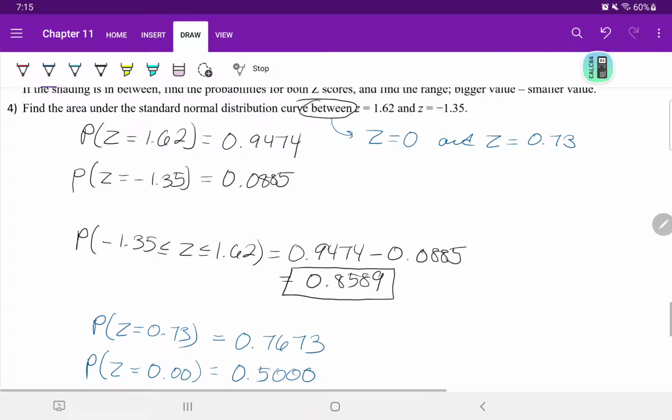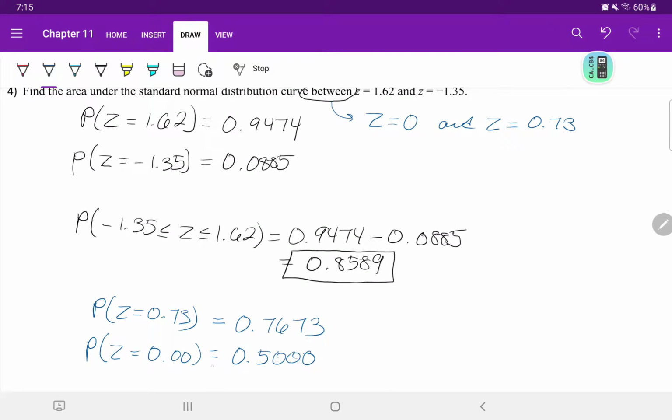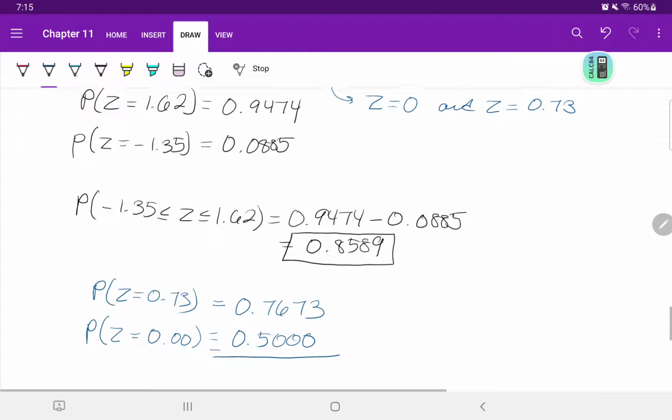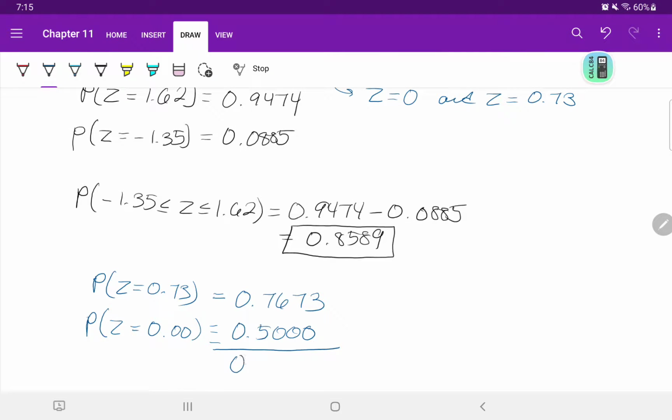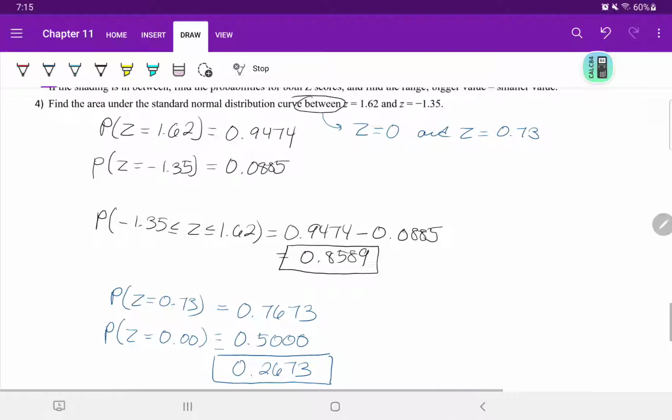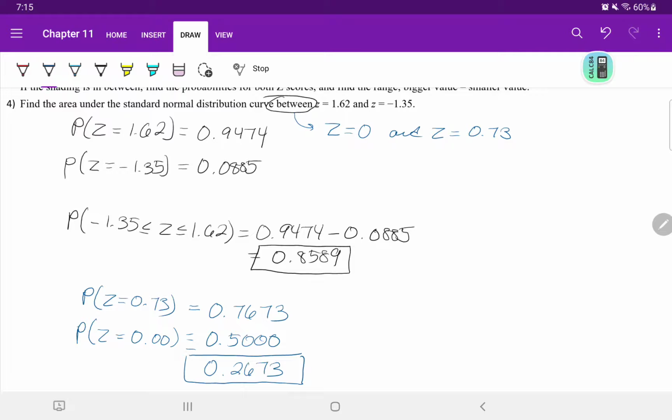So to find the probability, I'm just going to subtract them. And when I subtract it, it is going to be 0.2673. And that is the answer for in between shading, between z equals 0 and z equals 0.73.